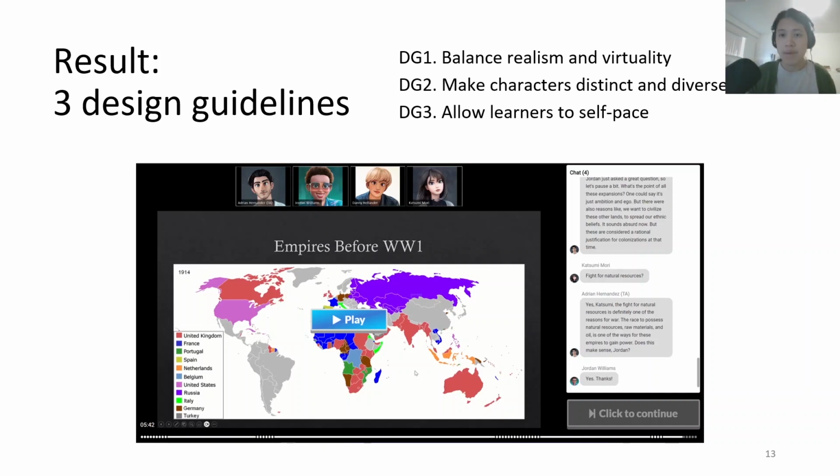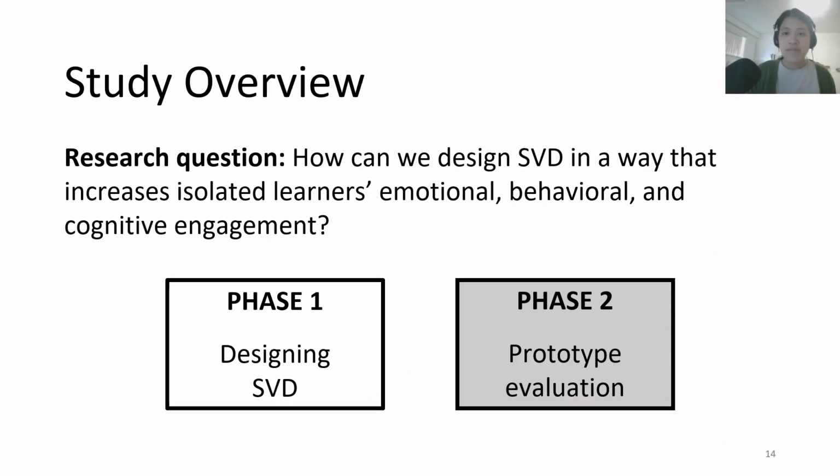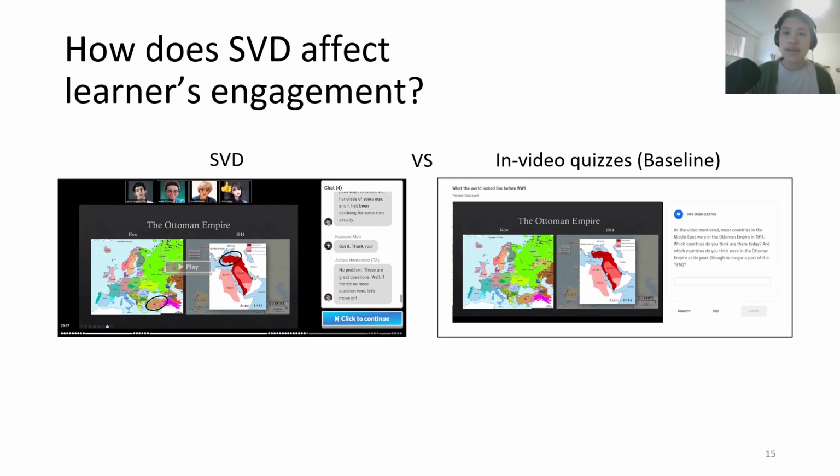Moving on from that, in the second phase of the study, we want to evaluate this prototype. We want to see how SVD affects learners' engagement, and to do this, we compare it to in-video quizzes. The reason we compare it to in-video quizzes is because SVD is novel for its social characteristics and also its vicarious characteristics. So there are multiple character settings, and the real student is only watching over the shoulder of these characters, but they are not directly answering the TA's question or anything.